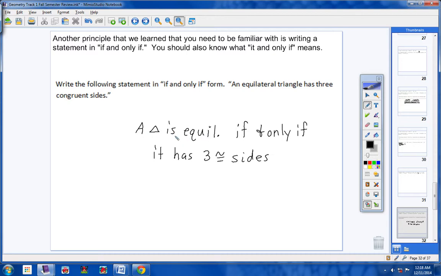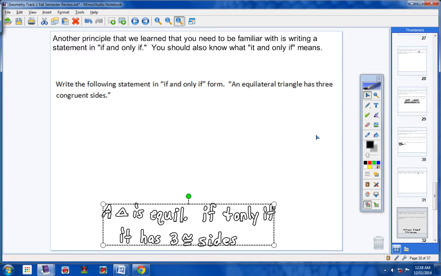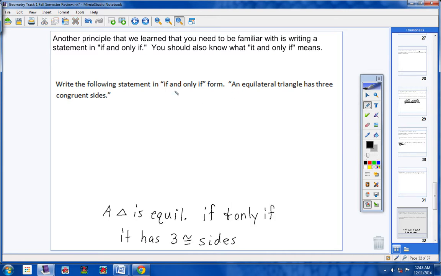Now students, please listen to me. I might ask you this question on the test. What's the big deal? Why are we writing something in if and only if form? Well, here's why. Whenever something is written in if and only if form, that means you can write it in if-then form, and then you can also write the converse, and both of them are true. Let me show you what I mean.